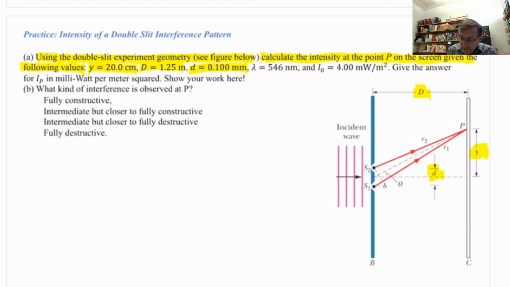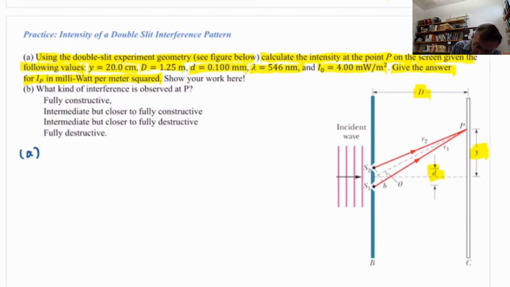The wavelength lambda of the light coming in, 546 nanometers. The intensity of light from a single slit, I0, 4 milliwatt per meter squared. We are to give the answer for the intensity at point P in milliwatt per meter squared, showing our work. And then we will have to identify what kind of interference we get.